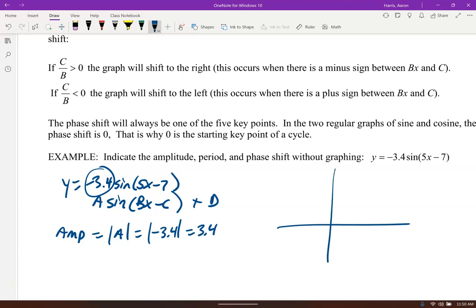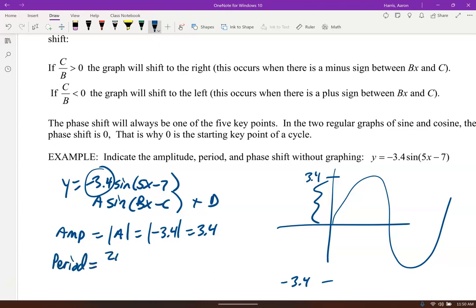So in other words, it goes as high as 3.4 and as low as negative 3.4 because it hasn't been shifted up or down. Right? So that's the amplitude, half the distance from high to low. A period: how long does it take to complete one cycle?